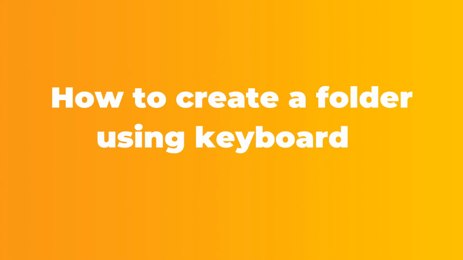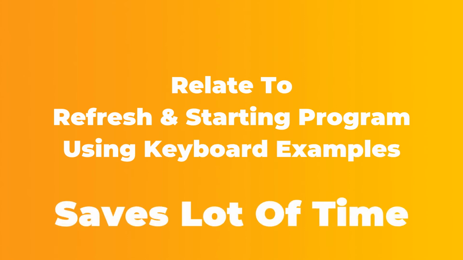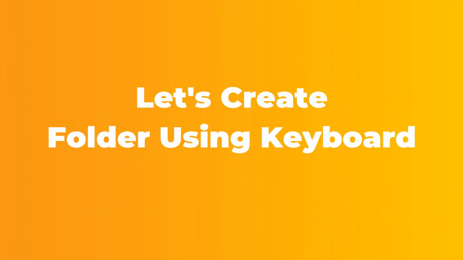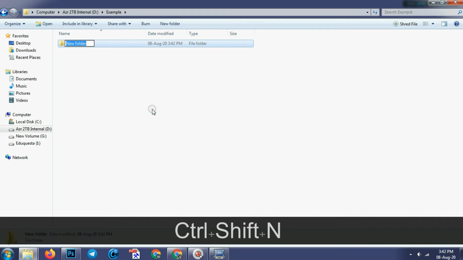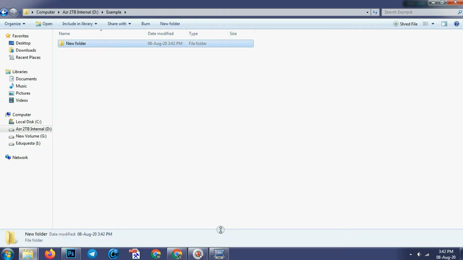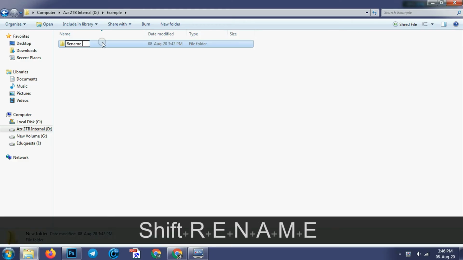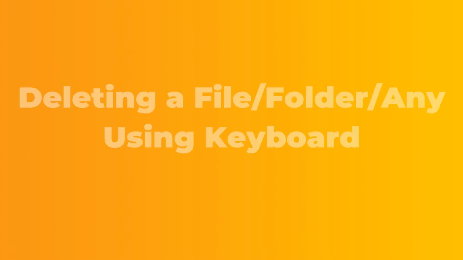So second, I will show you how to create a folder using the keyboard. Just relate to the refresh and program starting story. We'll show you how to create the folder. Press Ctrl, Shift and N. So you can just give a name and hit enter. So renaming a file, press F2. You can just rename it. Deleting a file, just press the delete key on your keyboard.